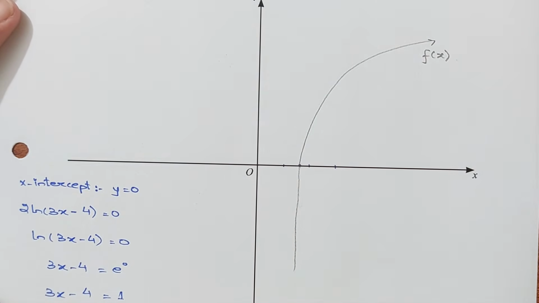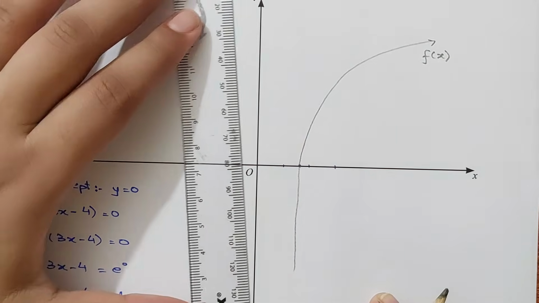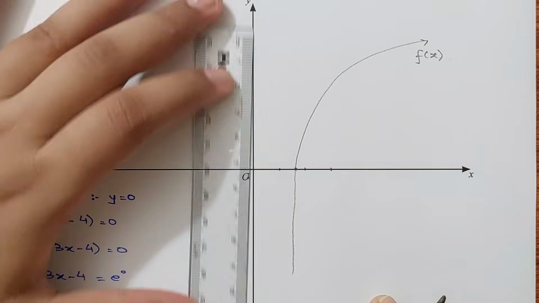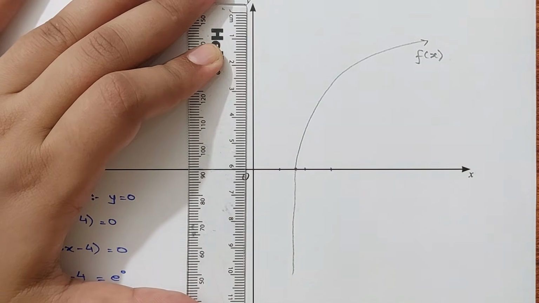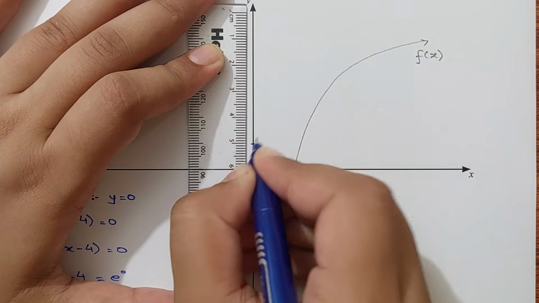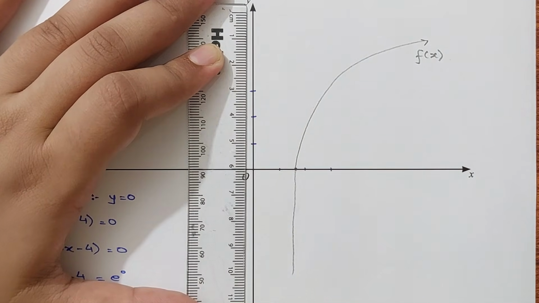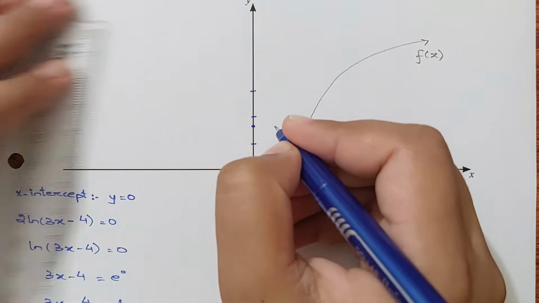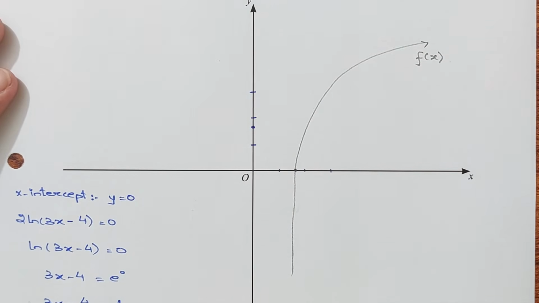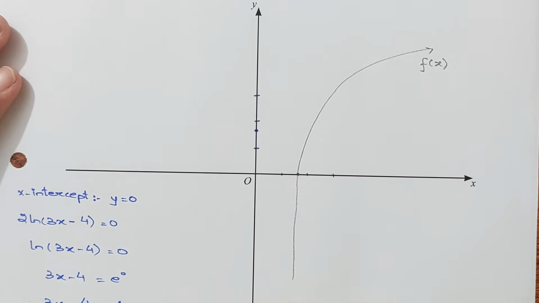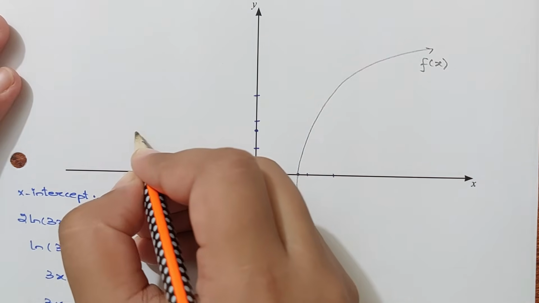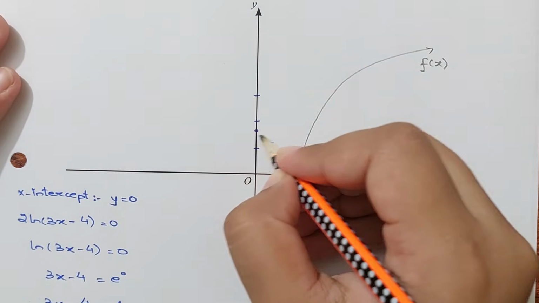Now for f inverse of x, the x-intercept is 5 by 3. Now we have the y-intercept, which is 5 by 3 for the inverse. Okay. Let me say this is 1, 2, 3. So we have 1.67 is closer to 2. This is my y-intercept, and the x values are between minus infinity to plus infinity. So if I can draw this.